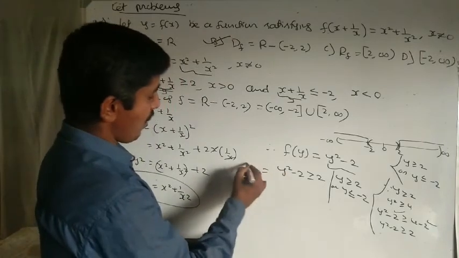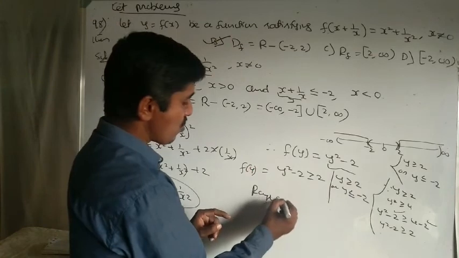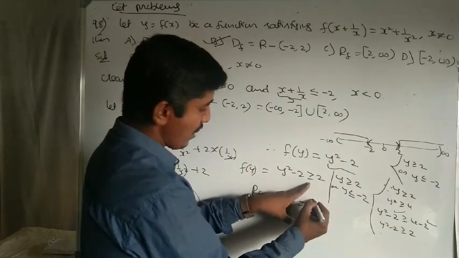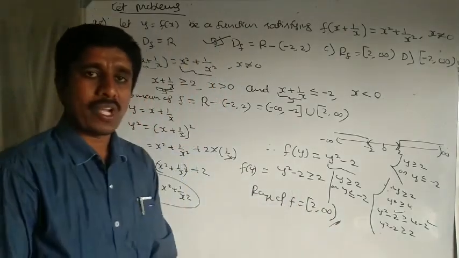This is what the range is here, f of x. Greater than or equal to means up to infinity. Therefore, the range of f is equal to, with 2 included, 2 comma infinity.